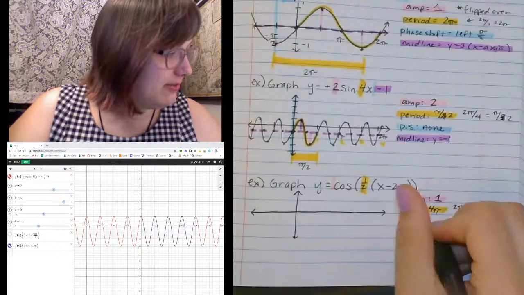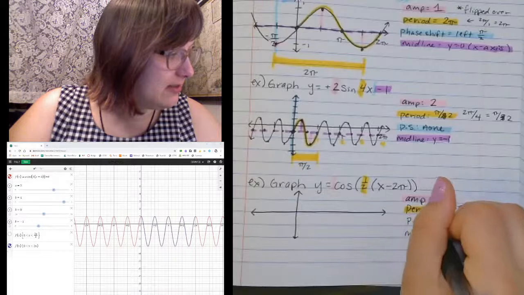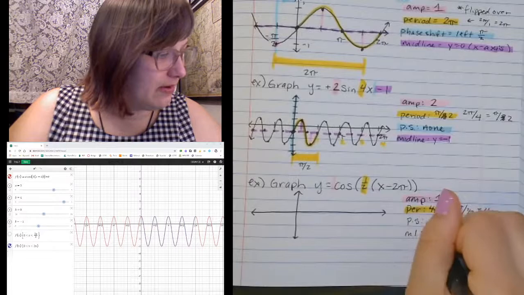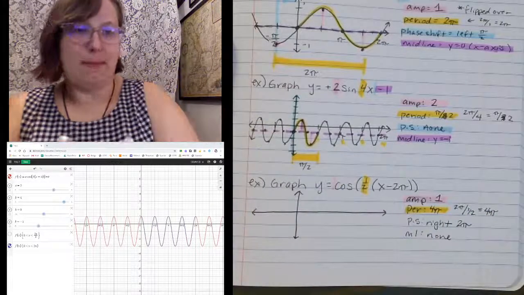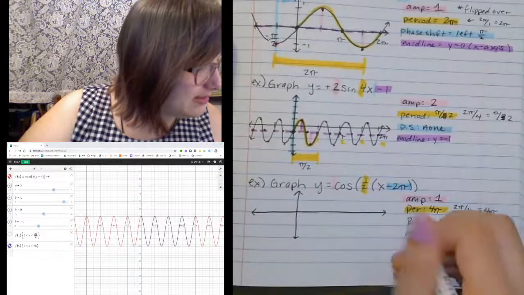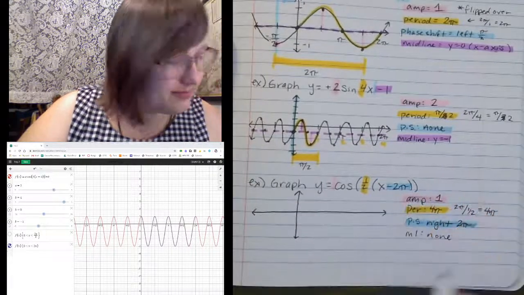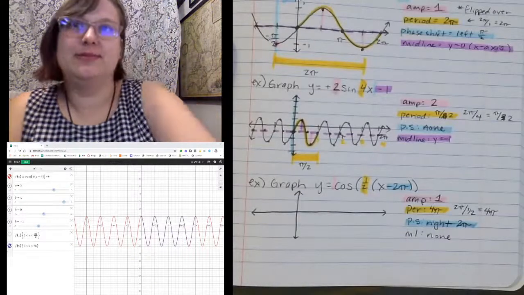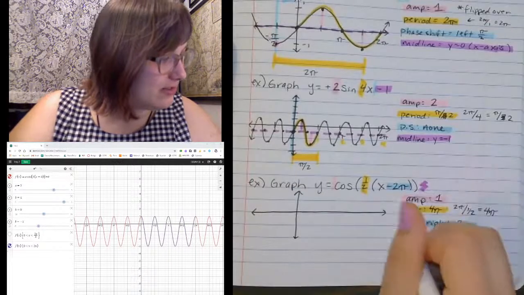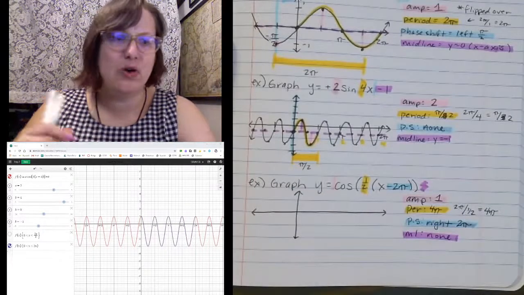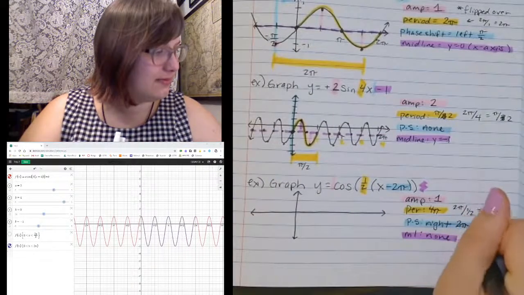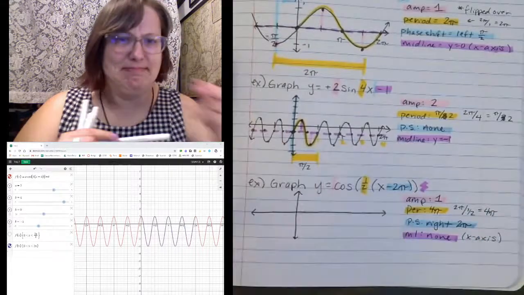I do have a phase shift. We're going to go right by 2 pi. Then I'll have a midline change on this one. And I'm going right because it says minus. Like all of Algebra 2, it's backwards. And then I don't have anything over here, so that's why it's no midline change. Midline would just be the x-axis. There's still technically a midline.